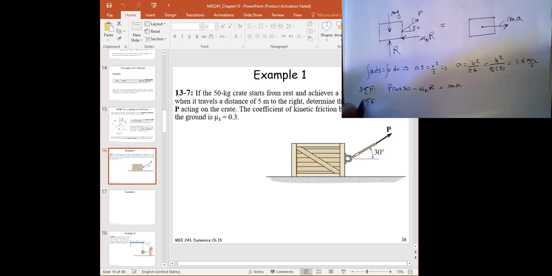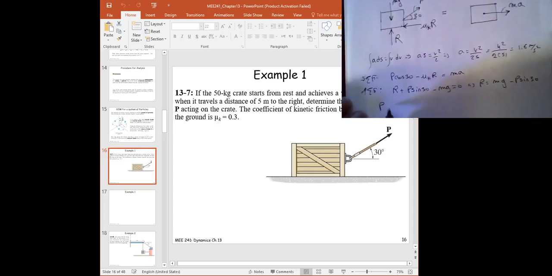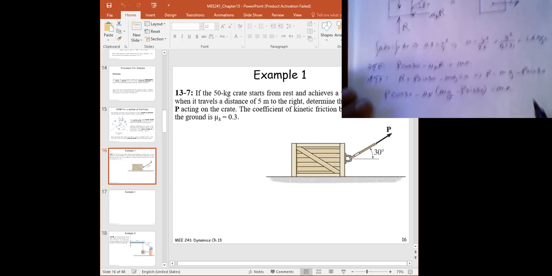Sum the forces in y, so it will be R plus P sine 30 minus mg equal to 0, right? So what is R? Now we have two equations, two unknowns. R is mg minus P sine 30. So I'm going to replace R into here. So I'm going to end up with P cosine 30 minus mu k times R, which is mg minus P sine 30, equal to MA.